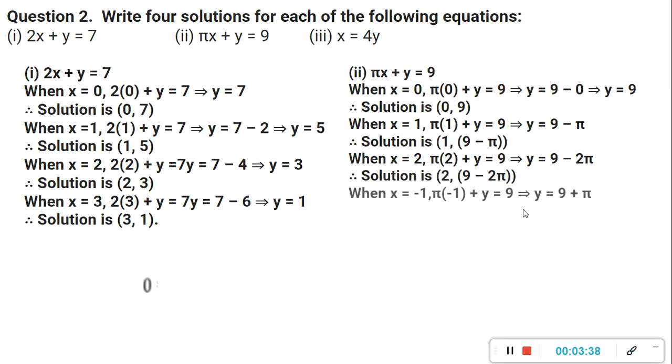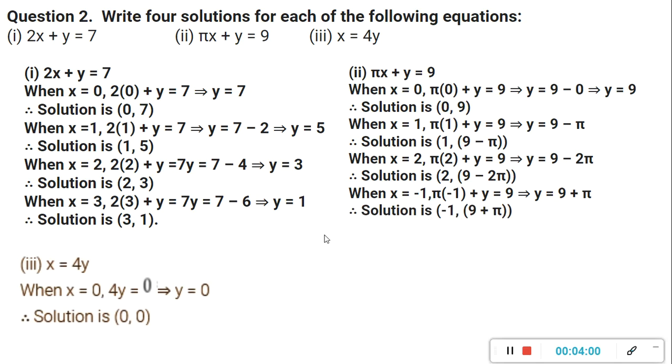Right? At the same time, if we give minus 1, then pi into minus 1 is minus pi. Now when we shift minus pi to the right side, it changes to plus pi. Right? So the value of y is equal to 9 plus pi. So the solution is minus 1, 9 plus pi. Clear? These are the four solutions.